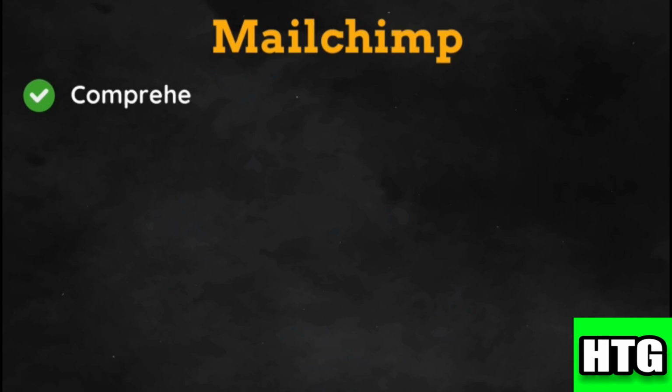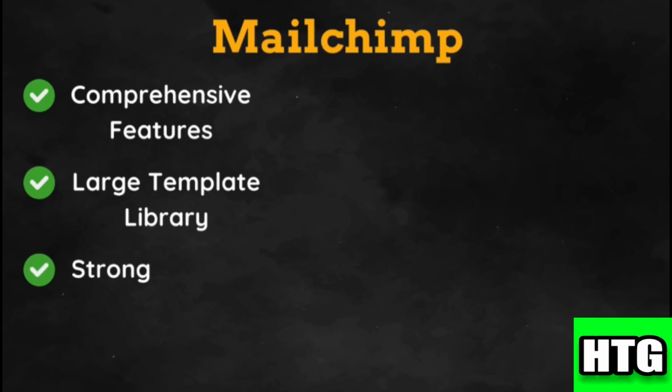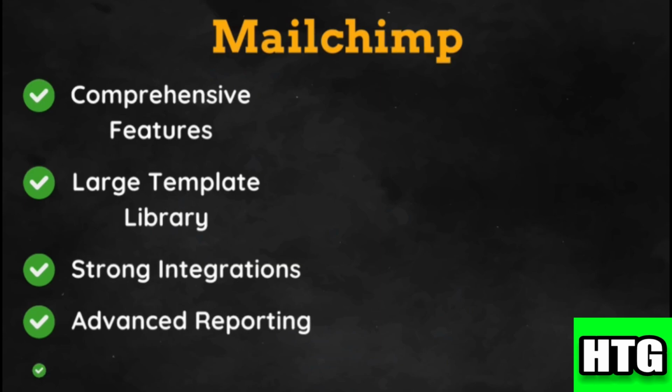Mailchimp provides a wide range of features, including advanced segmentation, A/B testing, and detailed analytics, and offers a vast selection of customizable email templates. Mailchimp integrates with numerous third-party applications, including e-commerce platforms, CRMs, and social media. Its reporting tools provide in-depth insights into campaign performance, helping businesses make data-driven decisions.